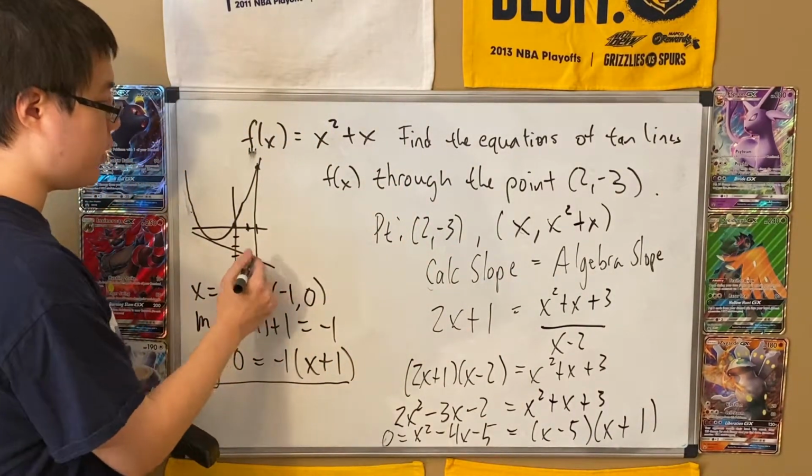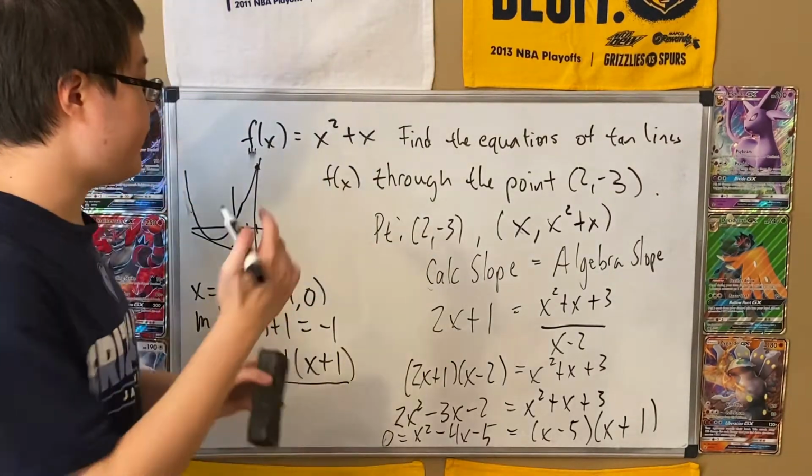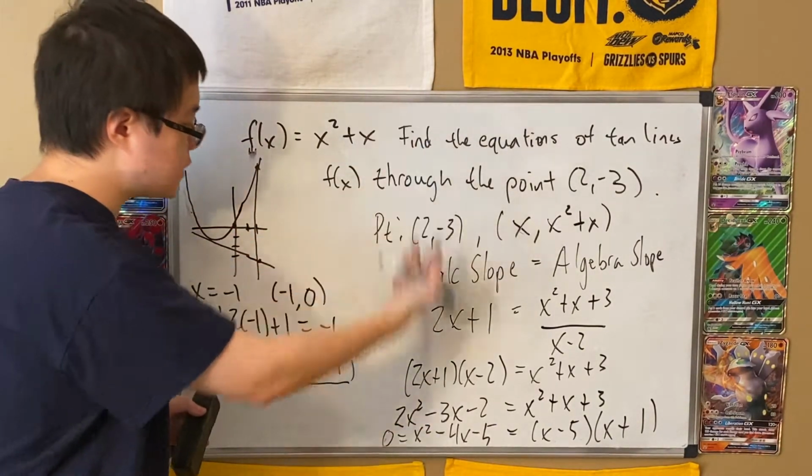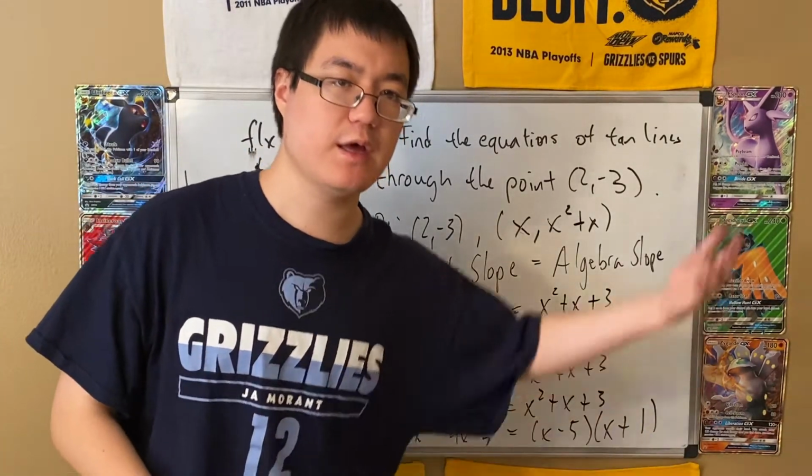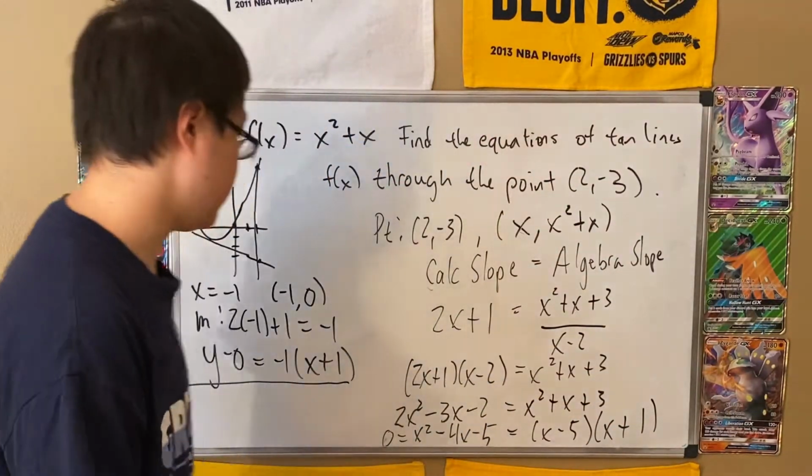I started off with a point off the curve, which sucks. And what I had to do is all this work to find the points that are on the curve. And now that I have the points on the curve, it becomes as easy as the first question that we talked about.